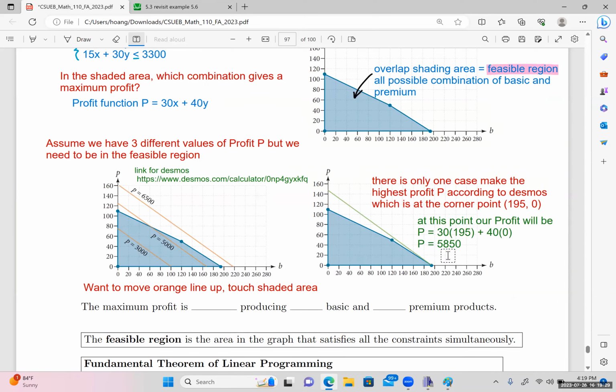Okay, so this is max profit. This is just graphically, and we can say max profit is about 5,850, right? With producing 195 basics and zero premium products. Okay.